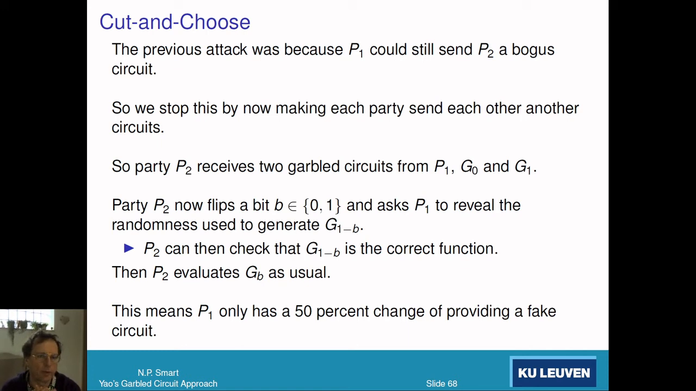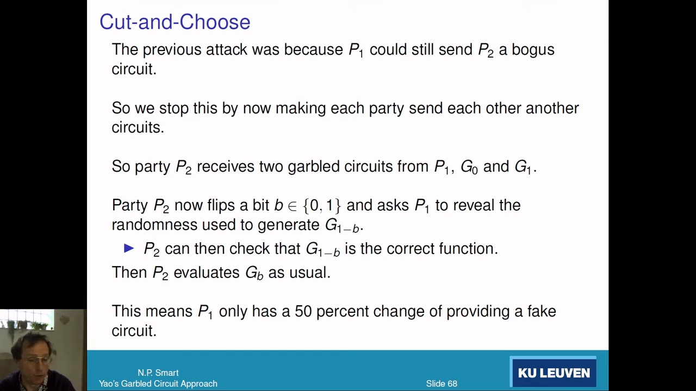The way to do that is we actually send 2 circuits. So player 1 creates 2 circuits and sends them to player 2. So player 2 now has a circuit G0 and a G1. Player 2 now flips a bit, and he asks P1 to either reveal the randomness used to generate circuit G0 or reveal the randomness used to generate circuit G1. Then, given this randomness has been revealed, P2 can check one circuit is correct and then use the other one to evaluate. So you've got 2 circuits. One he uses to check it's the correct function, and one he uses to evaluate the circuit.